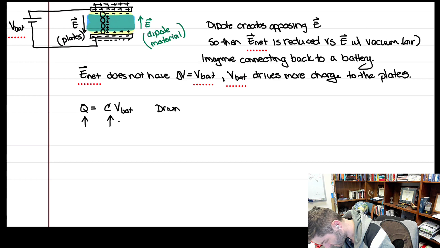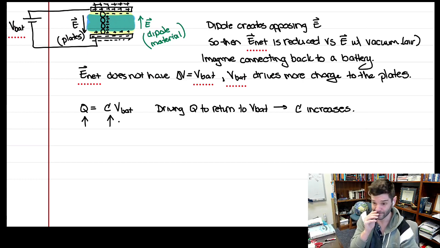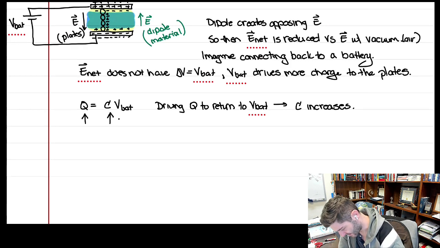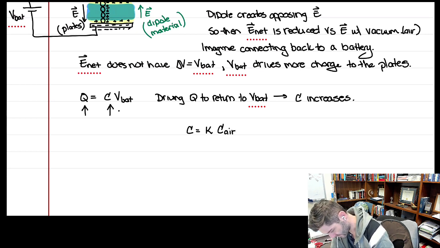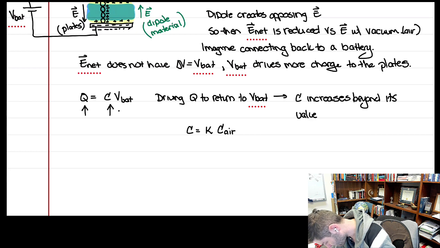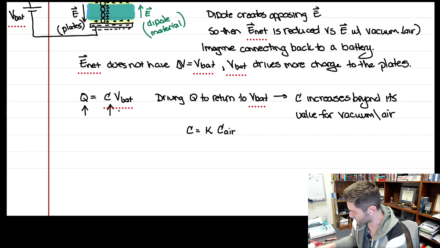So driving Q to return to V battery has the effective result of the capacitance increasing for the capacitor. And we can write this as, we can say that the capacitance ends up being some constant kappa times what the capacitance was for air. So I should say capacitance increases beyond its value for the vacuum. If it was just a vacuum between the two plates, or air, since the dielectric constant for air is essentially the same.